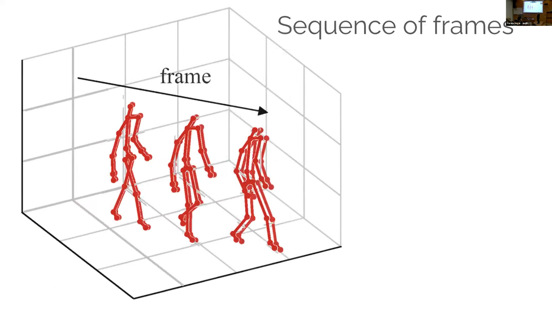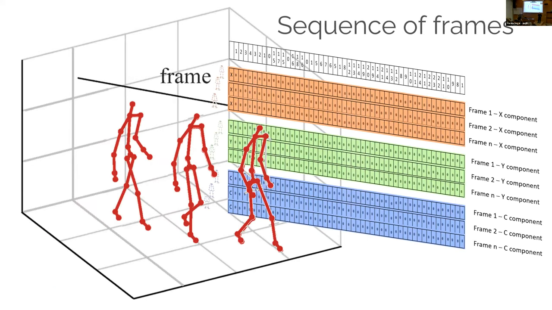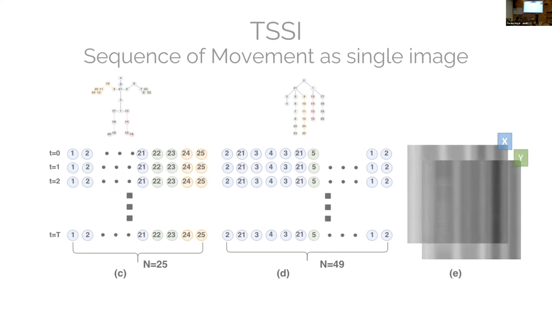Now, we are dealing with a video stream. A video stream contains many frames, so every frame is another tensor. So at the end of the day, I have a line of this for the first frame: the X component, the Y component, and the C component. Then for frame number two, I have the second X, the second Y, and the second C. So at the end of the day, I get a tensor.